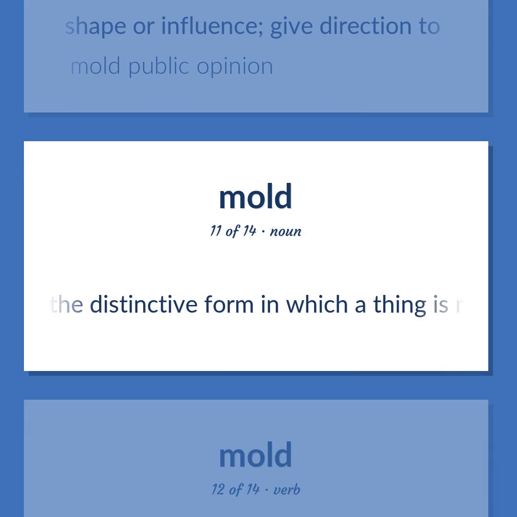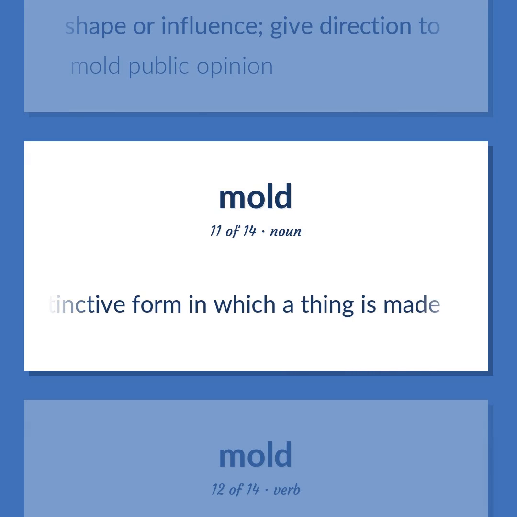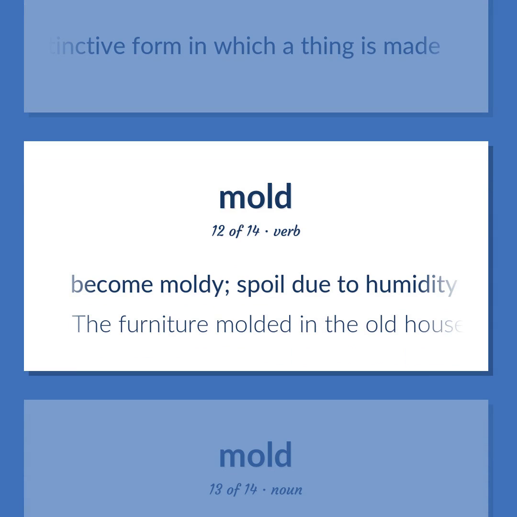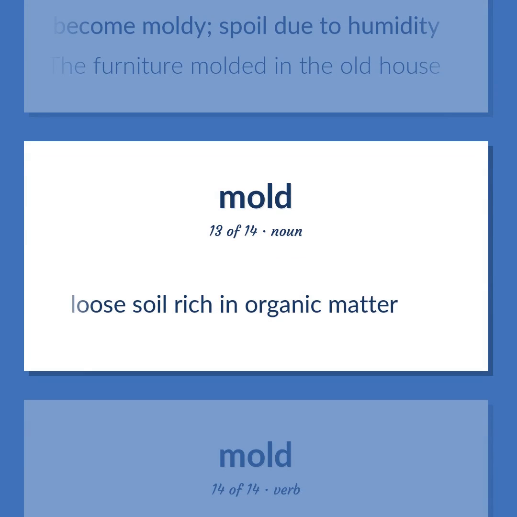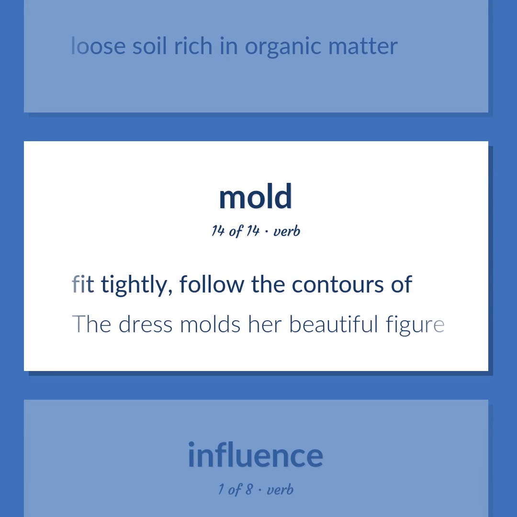The distinctive form in which a thing is made. Become moldy. Spoil due to humidity. The furniture molded in the old house. Loose soil rich in organic matter. Fit tightly, follow the contours of. The dress molds her beautiful figure.